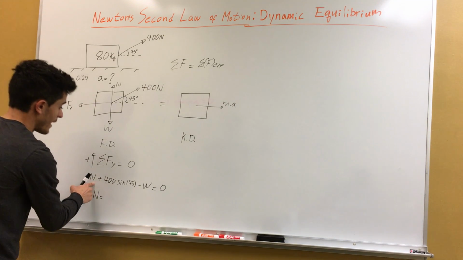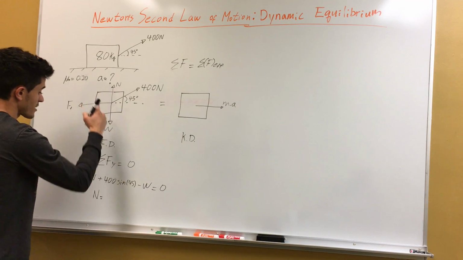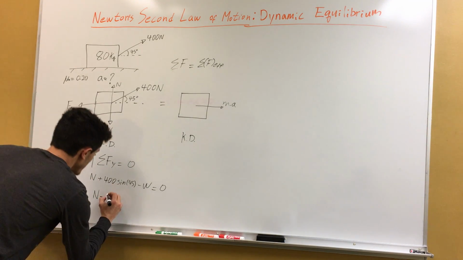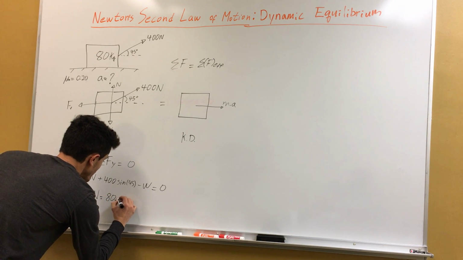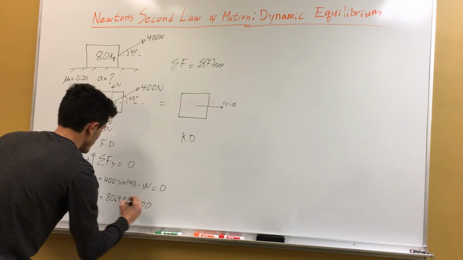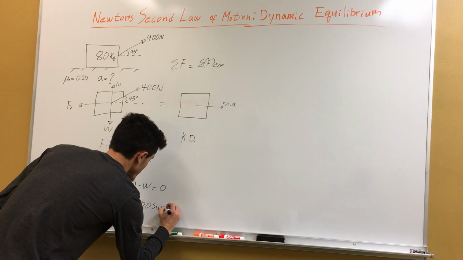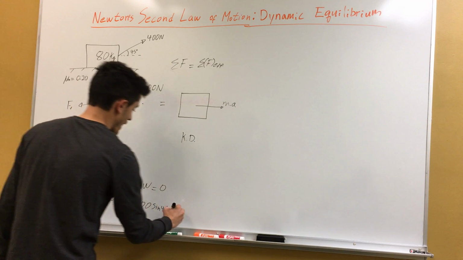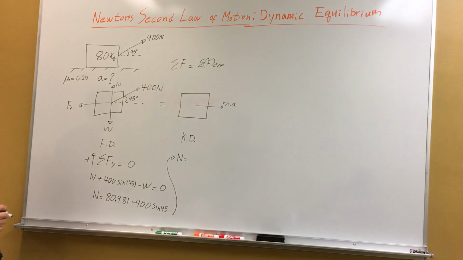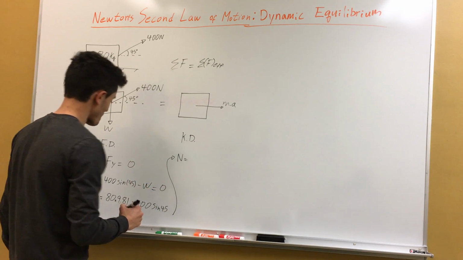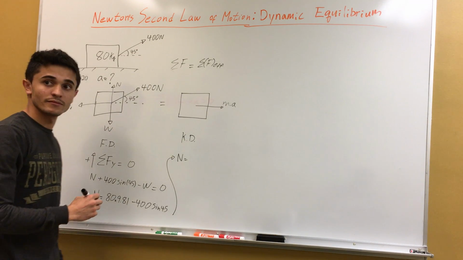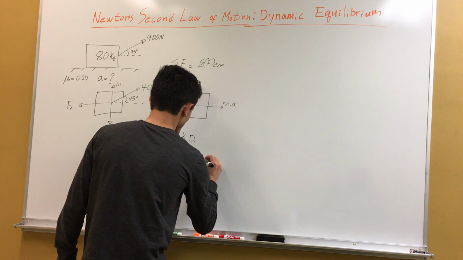If we isolate N, we have W, which is just the mass times gravity. We have that the mass is 8 kilograms times gravity, 9.81, minus 400 times sine 45. If we do the math here, we have that N is equal to 502.